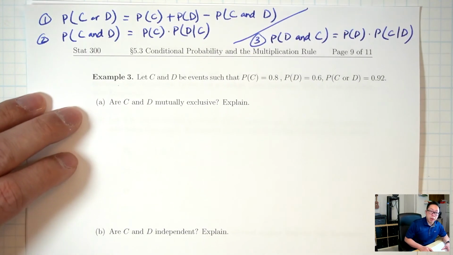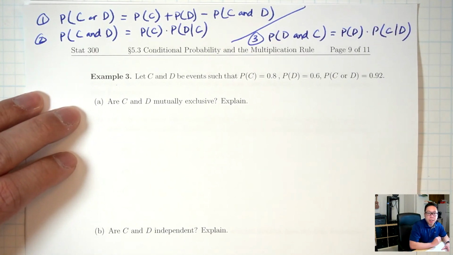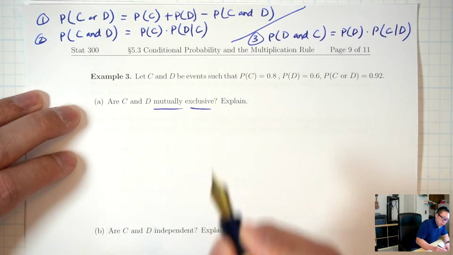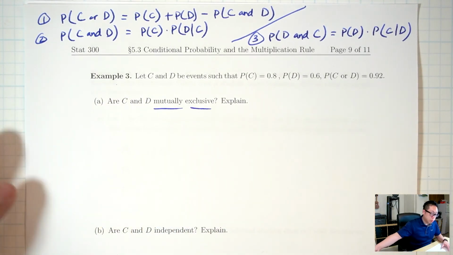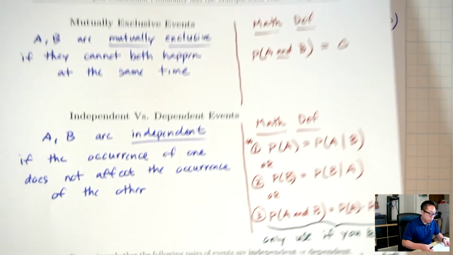Okay, we're ready for part A. Part A says, are C and D mutually exclusive? Okay, so I see mutually exclusive. That means I should be checking some equation. Which equation should I be checking?